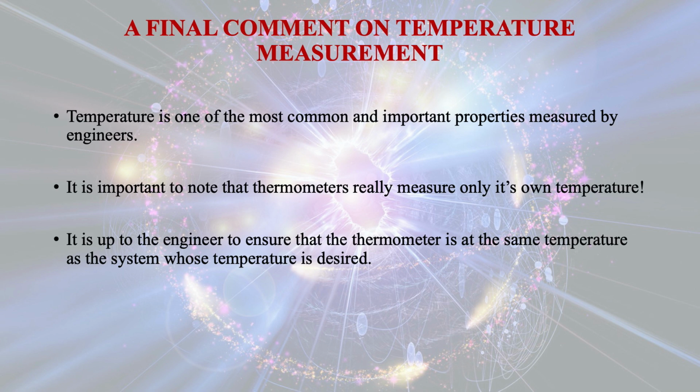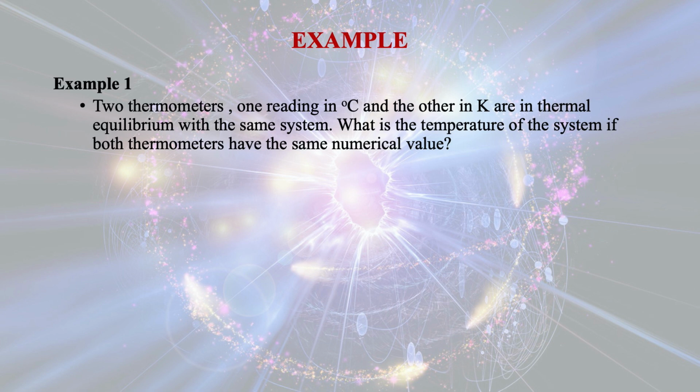When you talk about internal energy, that is a function of temperature. If temperature increases, the internal energy of the substance will also increase. Now let us discuss some important numericals. Two thermometers, one reading in degree centigrade and the other in Kelvin, are in thermal equilibrium with the same system. What is the temperature of the system if both thermometers have the same numerical value? It is a very interesting numerical, and let us see how we can solve it.